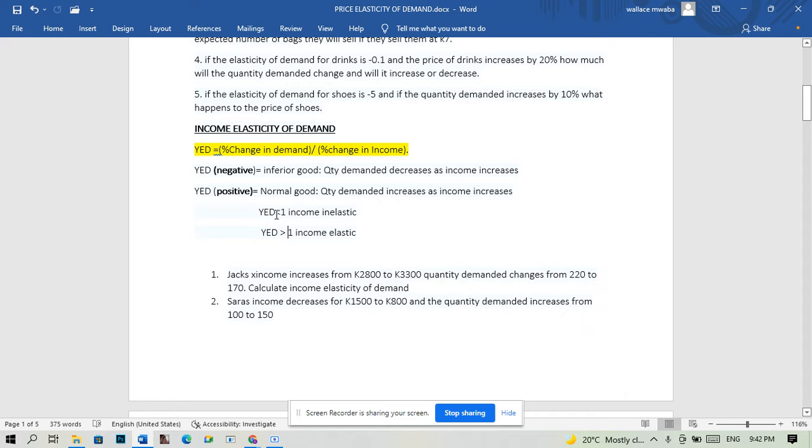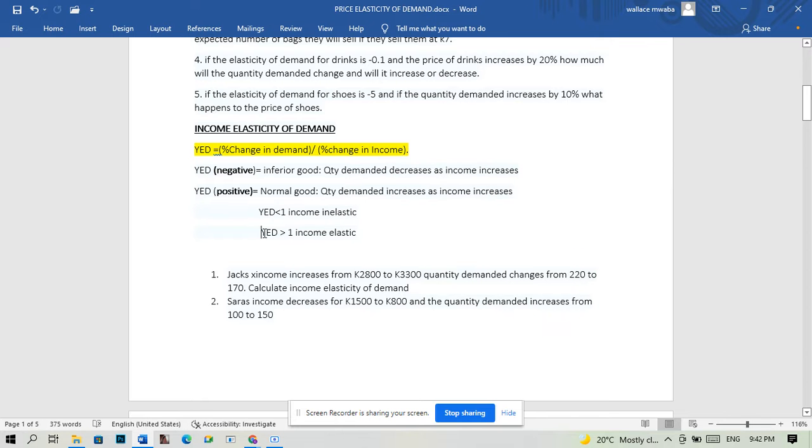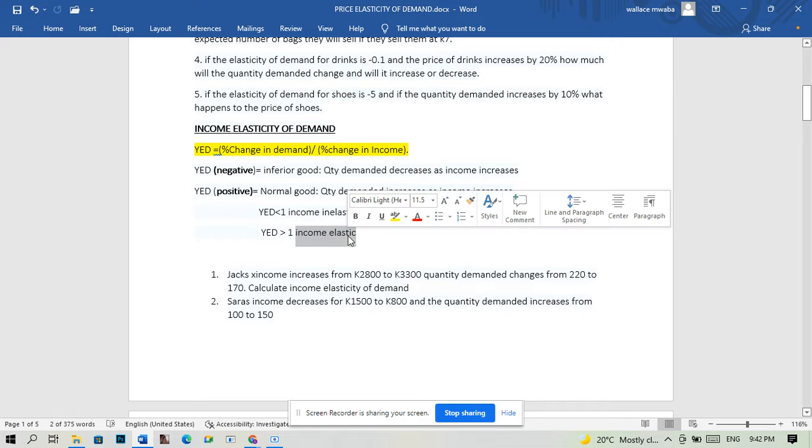And again, if the positive value is less than 1, it's income inelastic, meaning it doesn't respond that much to changes in income. But if your income elasticity of demand is greater than 1, it's income elastic, meaning the percent change in demand responds to changes in income.